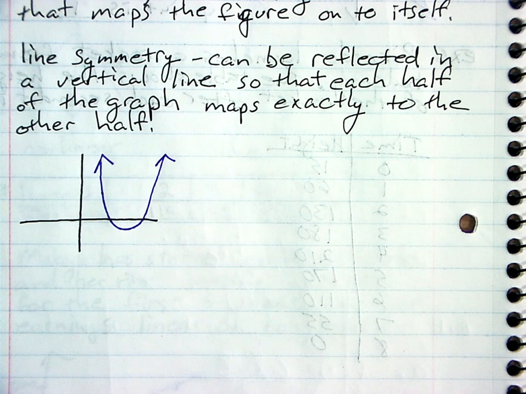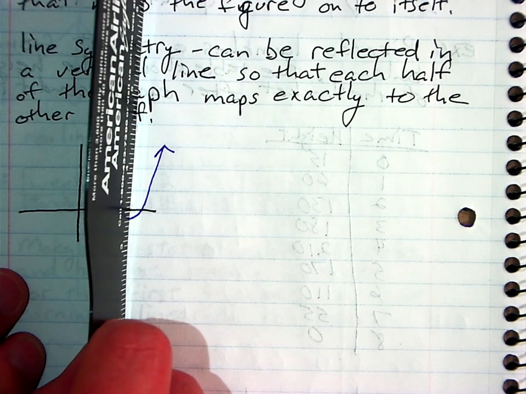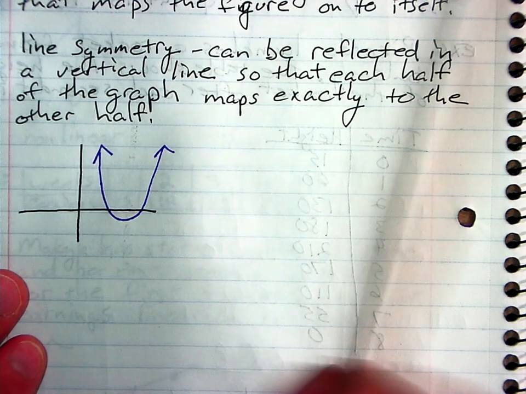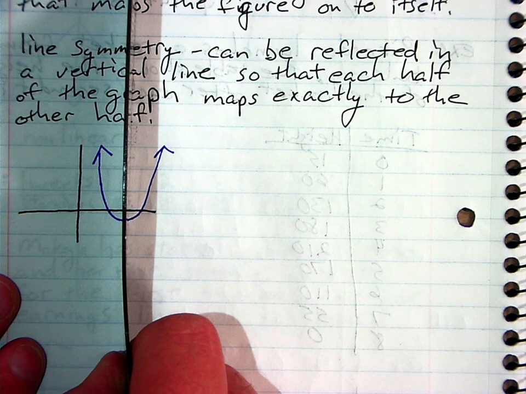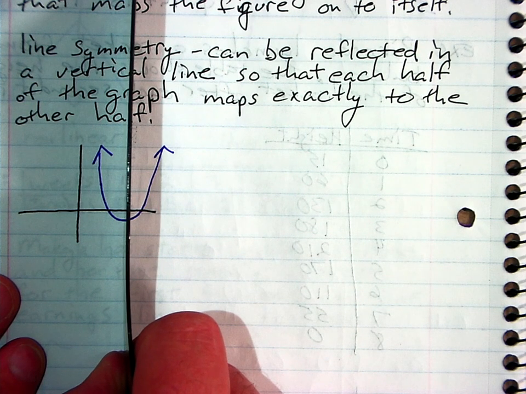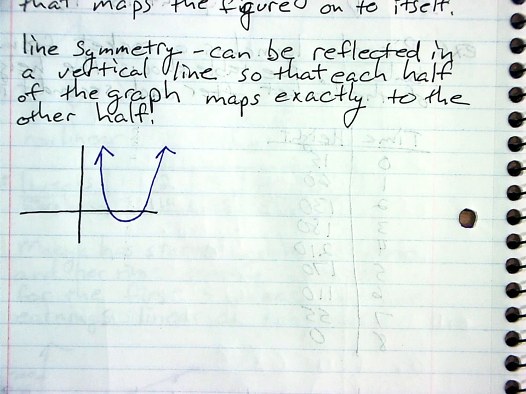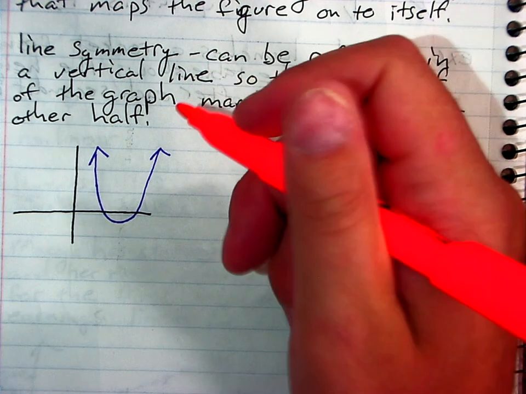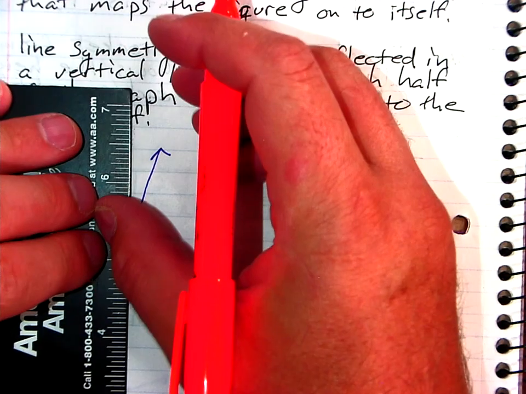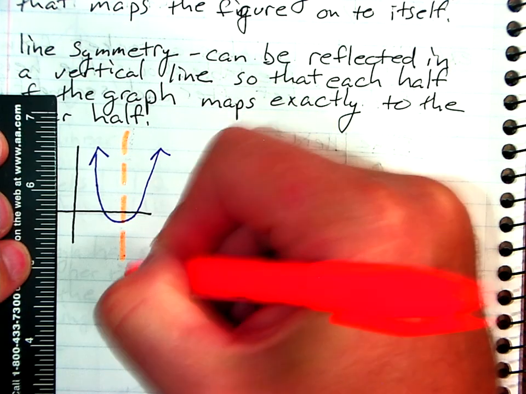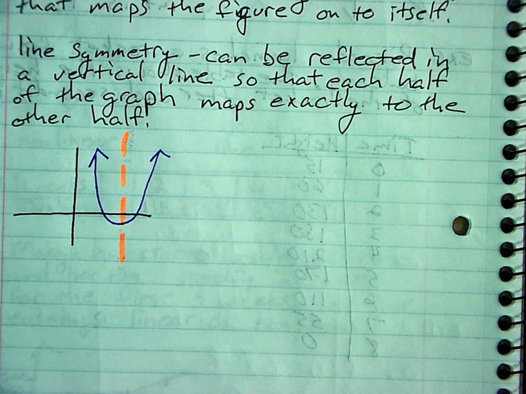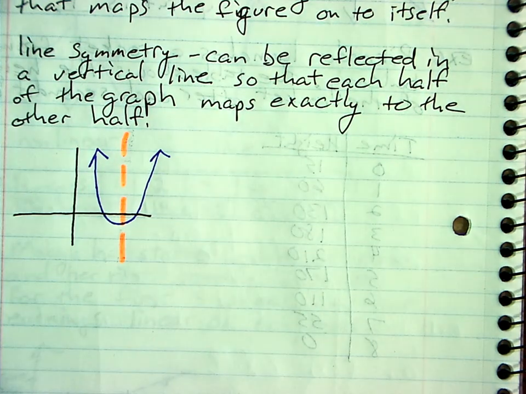All right, so it says line symmetry can be reflected in a vertical line so that each half of the graph maps exactly onto the other half. So if I split it in half, just like this, with a vertical line, is it exactly the same on both sides of the line? Yes, it is. So therefore, that graph has line symmetry. And it doesn't matter where on the line it is. If it splits it directly in half, it has line symmetry.